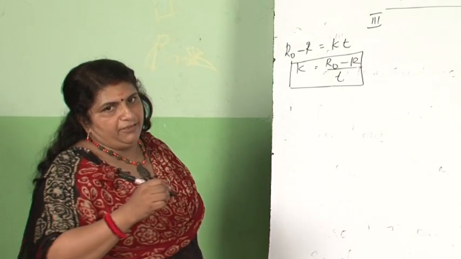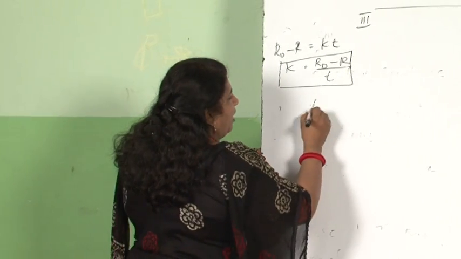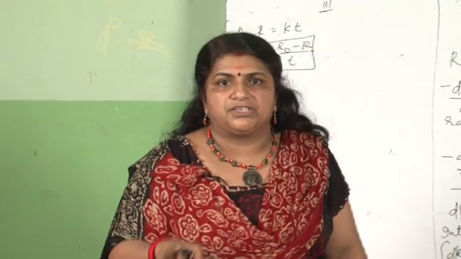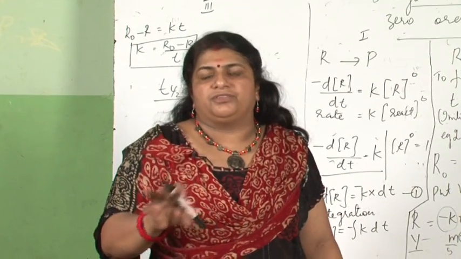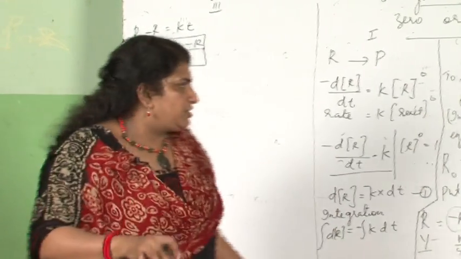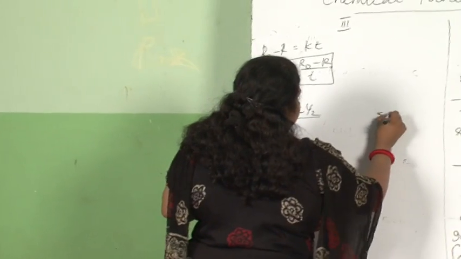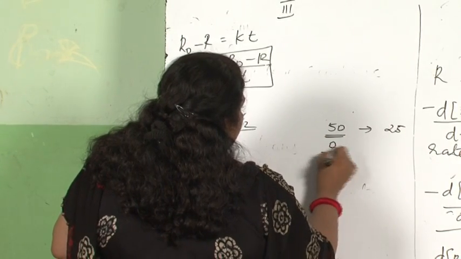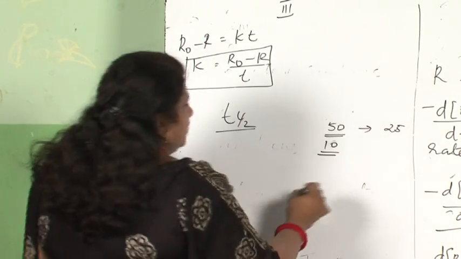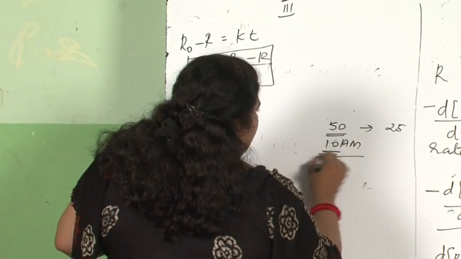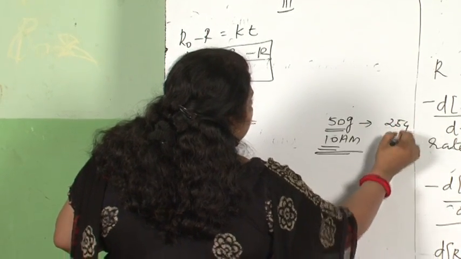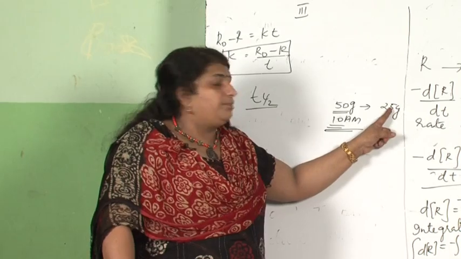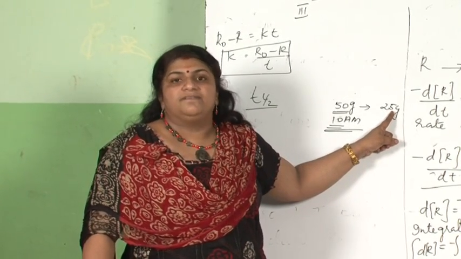Now come to the term half-life. T half indicates the time taken for half of the chemical reaction to complete. Suppose you have taken 50 gram of the reactant, the amount should become 25 gram. Initial time was 0, or 10 am. How much time is taken for 50 gram to become 25 gram? The time the reactant takes to become half of the initial concentration is called T half.